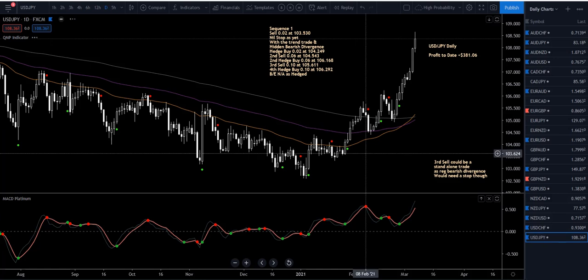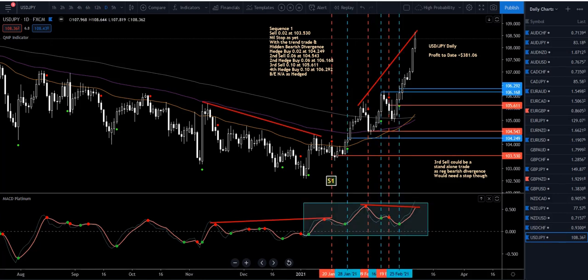USD Japanese yen. Let's have a look at that one. Now this one is a bit odd. You can see a box here showing the MACD Platinum above the zero level. It's been above the zero level for a long time. Very unusual. The initial trade, there's only one sequence here. Initial trade was taken on this hidden bearish divergence.